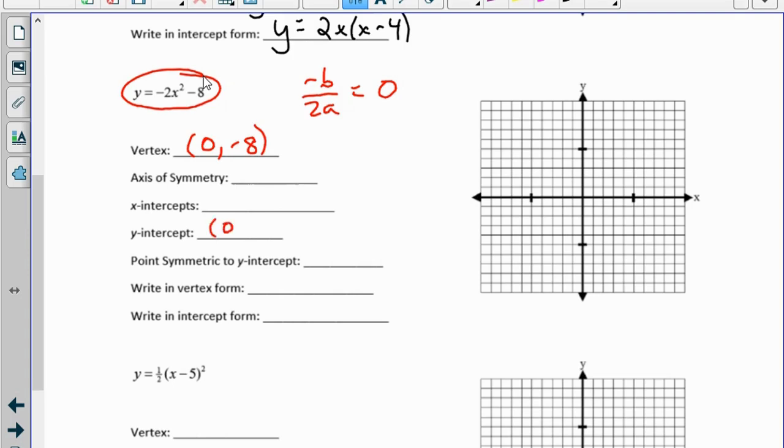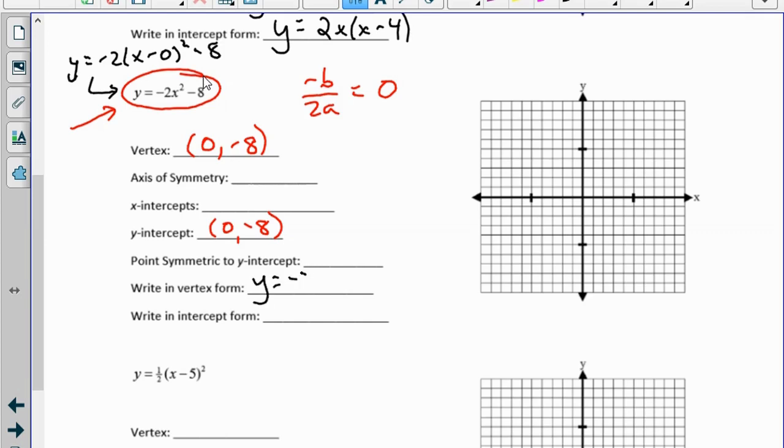Which also represents the y-intercept, which you can figure out since this is in standard form right away. So since this is in standard form, one of the things that we can always notice is the c value is going to be the y-intercept. Once we figure that out, we can also understand that this is actually written in vertex form as well. You can see that because if you do y equals negative 2 times x minus 0 squared minus 8, these two things are equivalent. So because that is true, then I can write this in vertex form right now.